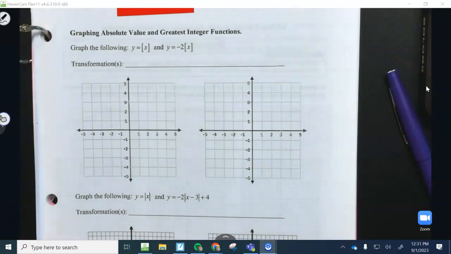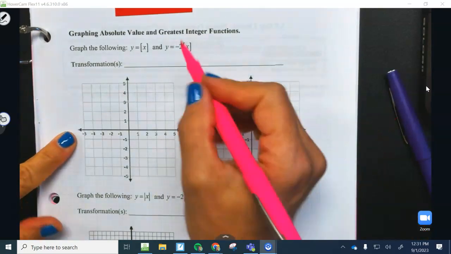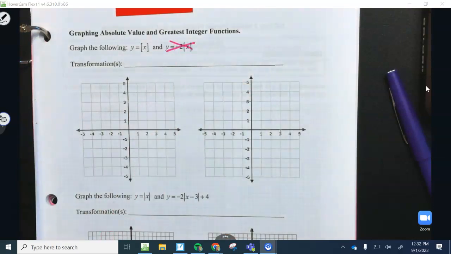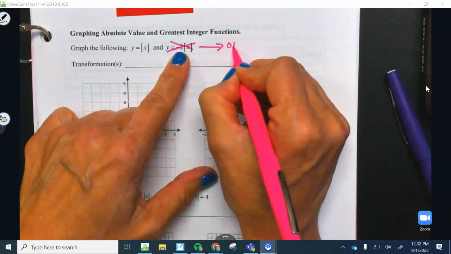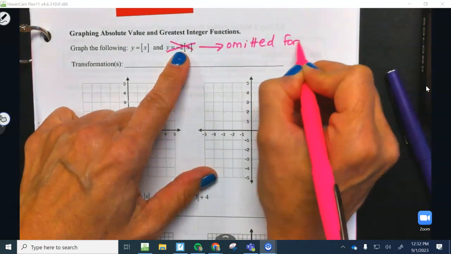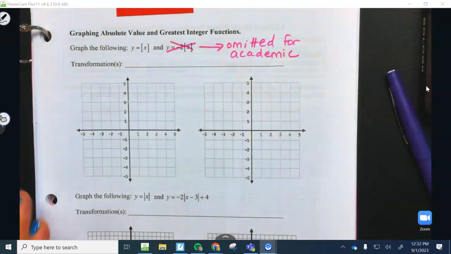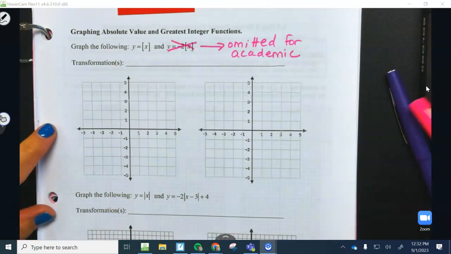All right, so on page 45 for academic, we are going to do a few more alterations. On page 45 at the top, guys, we are not going to transform the greatest integer function by a stretch or a shrink. So if you notice there's a -2 right there, that is going to be omitted for academic. However, I do want to practice graphing the greatest integer function with you guys one more time.